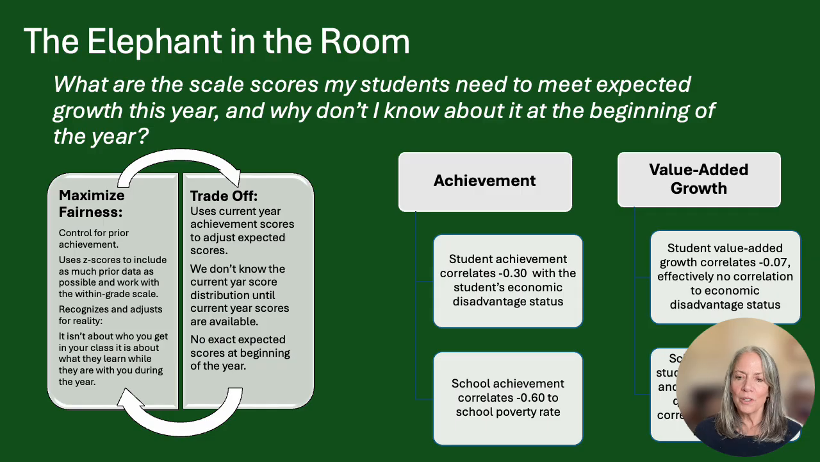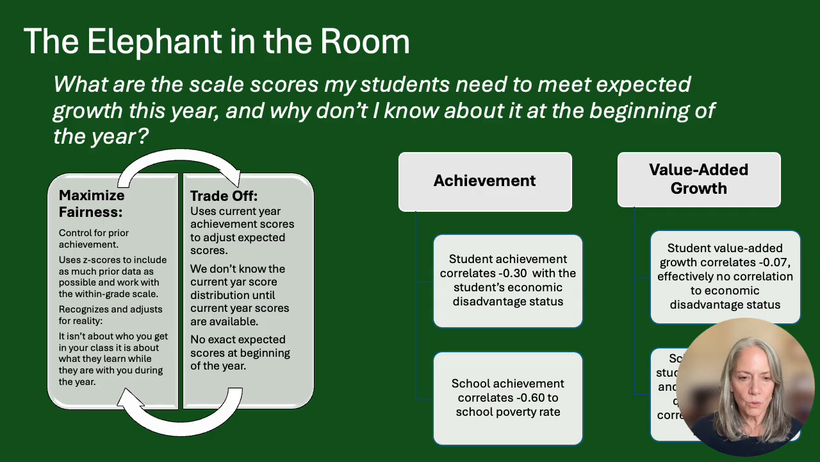The reason you don't get that score at the beginning of the year is because we're using prior achievement to control for what's happened in the student's past. And then we're using the current year to control for how all students are doing, and whether this is a realistic score for a student at this spot, starting at different places. Is this realistic for students to achieve? So there's a trade-off here, there's a tension. We're maximizing fairness to control for prior achievement.